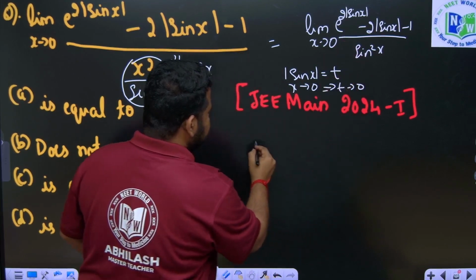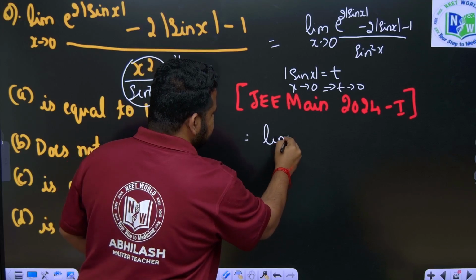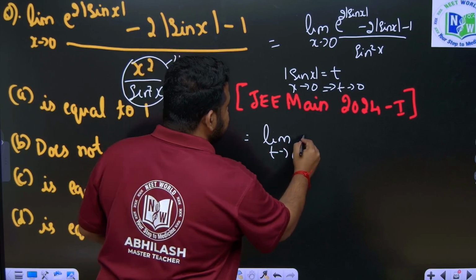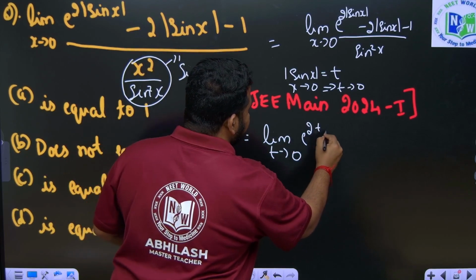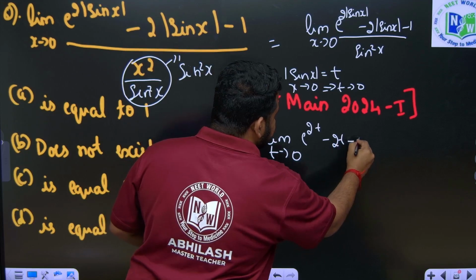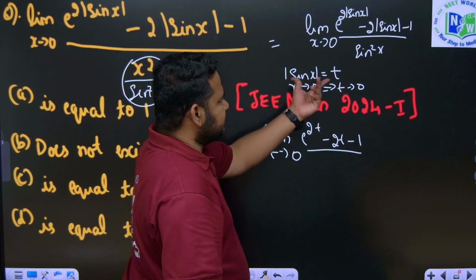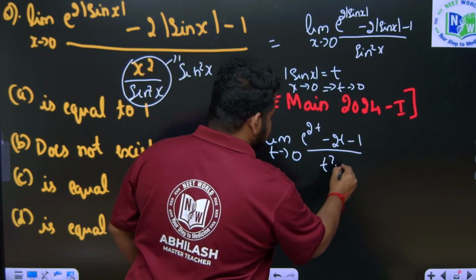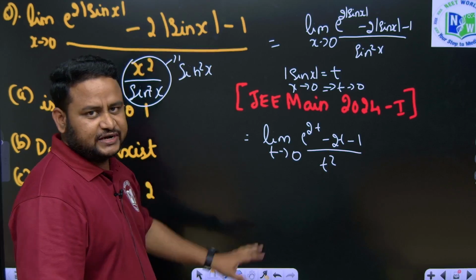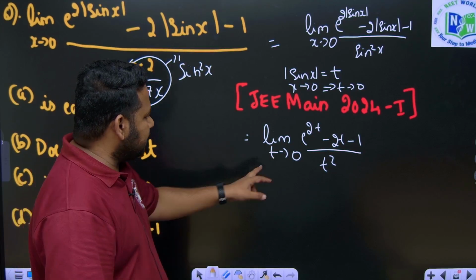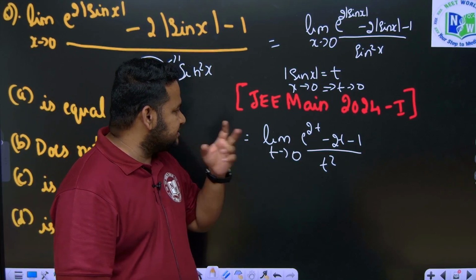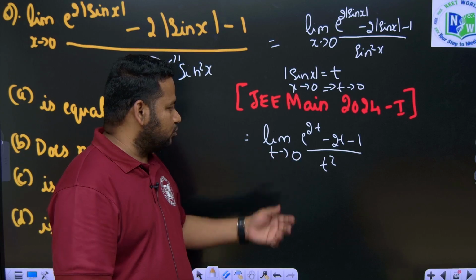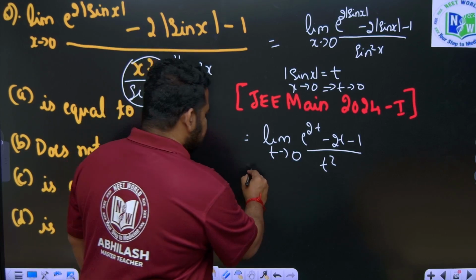So this will become the limit as t tends to 0, wherever |sin x| is there I put t: (e^(2t) - 2t - 1) divided by t². Since |sin x| is t, sin²x will also be t². No need to get confused here. If I apply 0, I'll get 0 by 0 form again, so I should use L'Hôpital's rule.